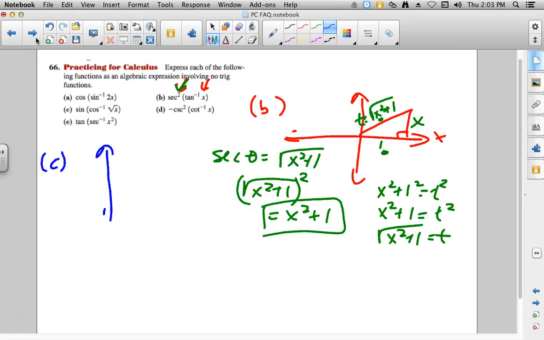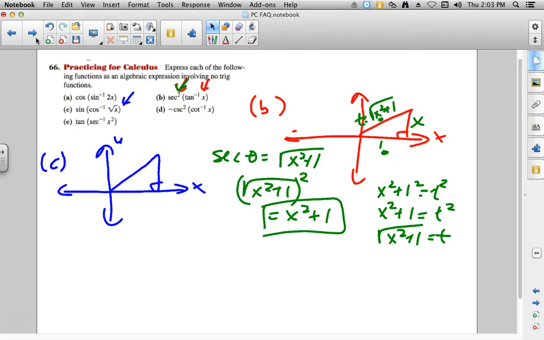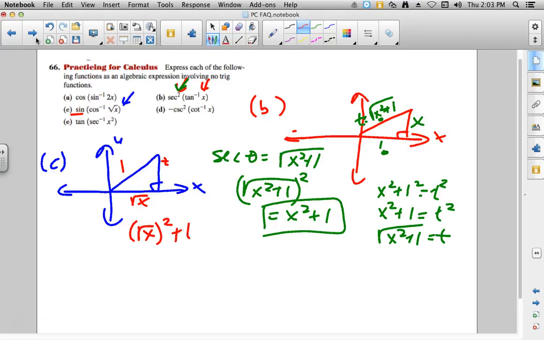C, we need an angle that would have a cosine of the square root of x. Cosine is adjacent over hypotenuse, so this would be the square root of x over 1. And then we need to get the sine of that. Well, we need opposite. An opposite is missing, so we're going to have to use the Pythagorean theorem again. I'll call that one t. The square root of x squared plus t squared equals 1 squared. X plus t squared equals 1. T squared equals 1 minus x. So t equals the square root of 1 minus x.